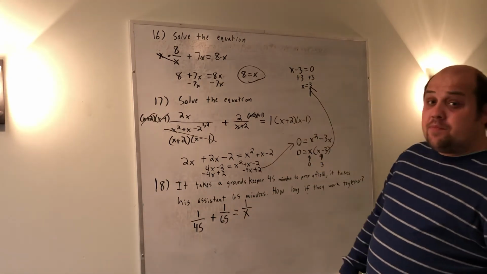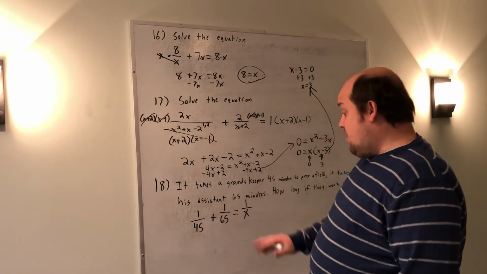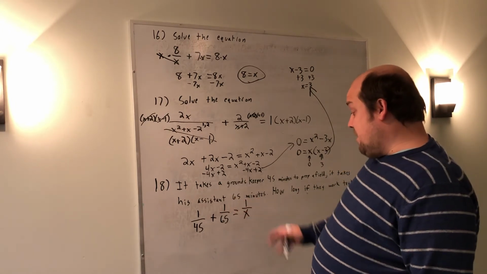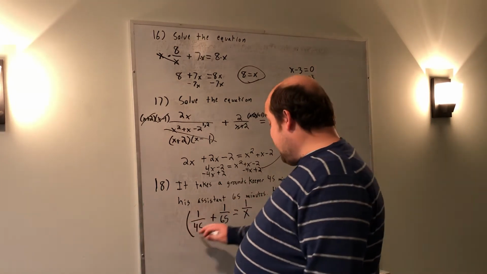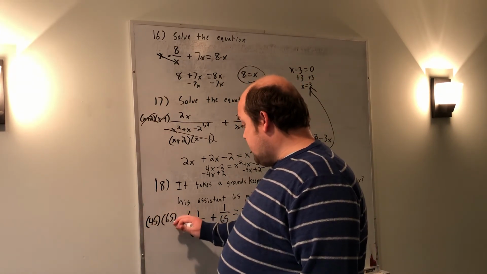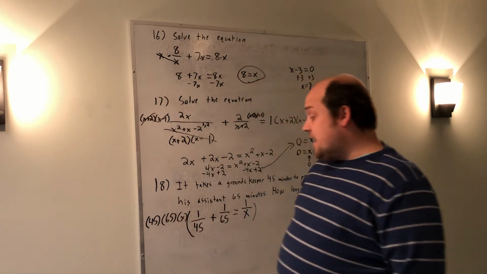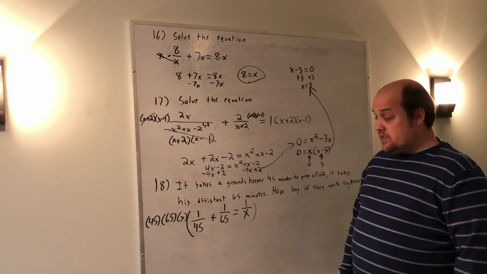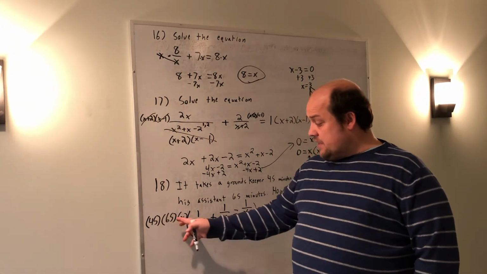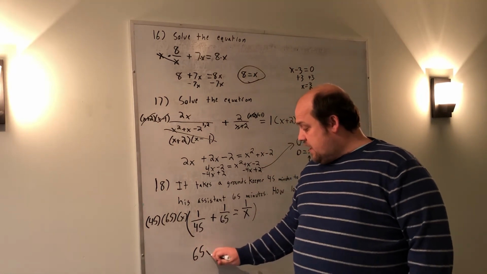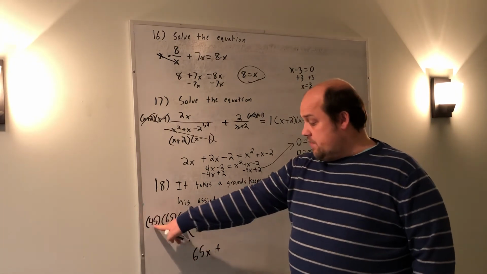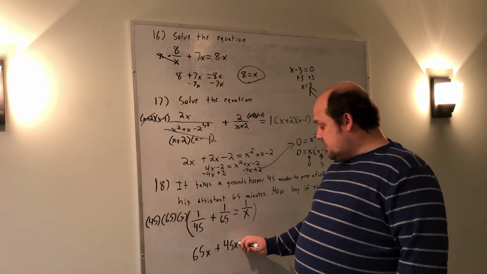Same way we did with the problems above, we want to multiply by a common denominator. Rather than worry too much about finding the perfect numbers, you can literally just multiply by the 3 bottoms. So if I multiply everything in this equation by 45 times 65 times x, what's going to happen is 2 things are going to stay, one's going to go away. So in the first one, 1 over 45, this 45 and this 45 will cancel, and I'll be left with 65x. For the next one, this 65 and this 65 will cancel, and I'll be left with 45x.